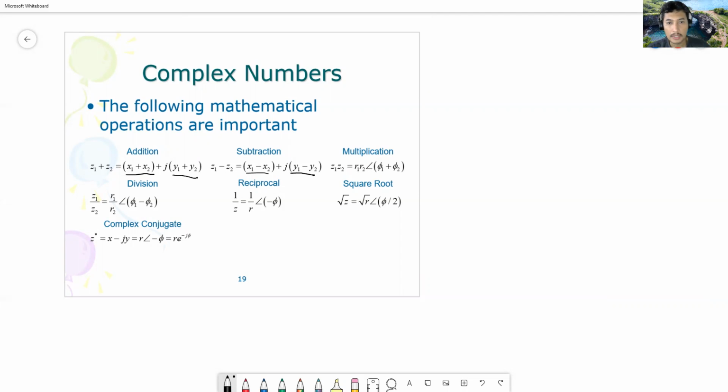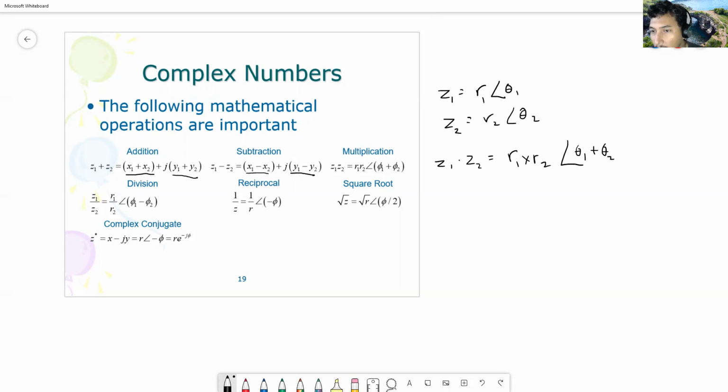And for the multiplication, for example, this is z1 in the Phasor form, r1 angle theta 1, and z2 is r2 angle theta 2. If you are required to multiply z1 with z2, you will multiply the magnitude with the magnitude, but the angle you need to add. So the angle will be the addition. While if you are required to divide z1 over z2, division, you need to have the formula r1 over r2, but the angle must be subtraction, theta 1 minus theta 2.